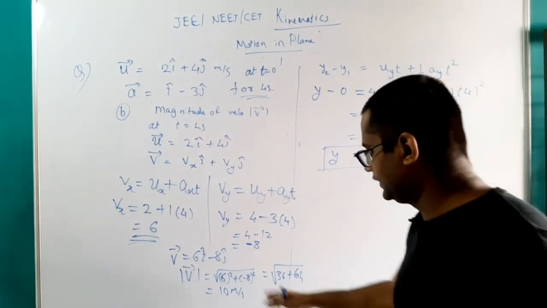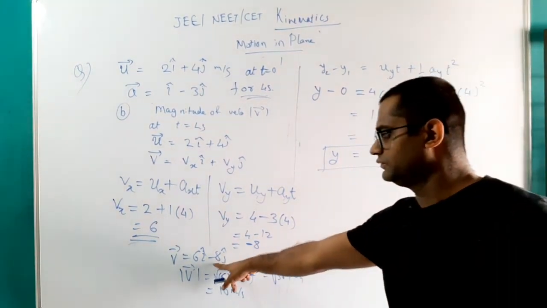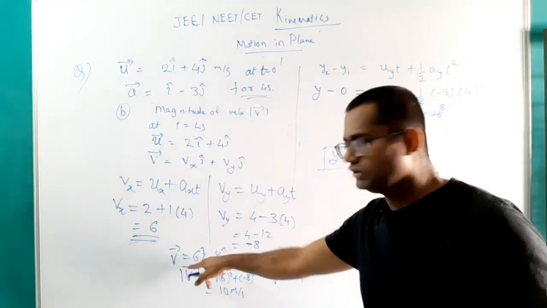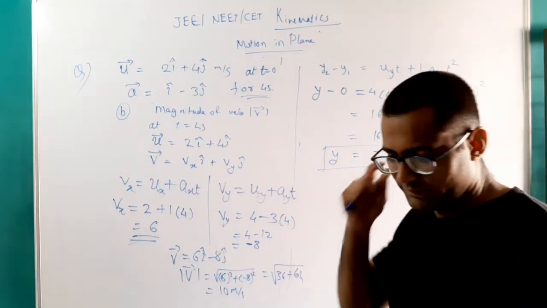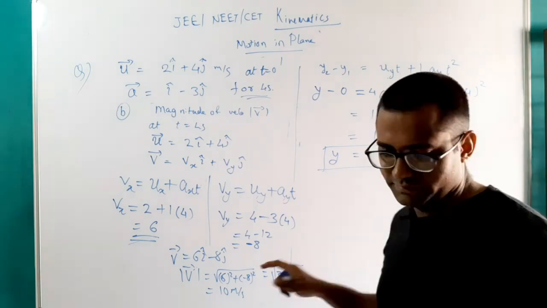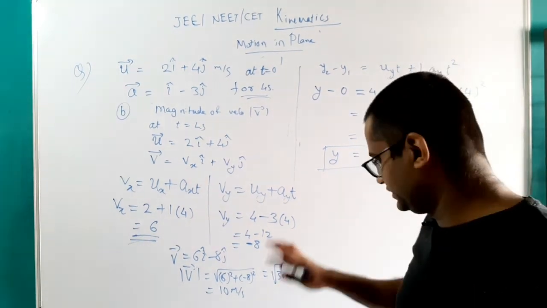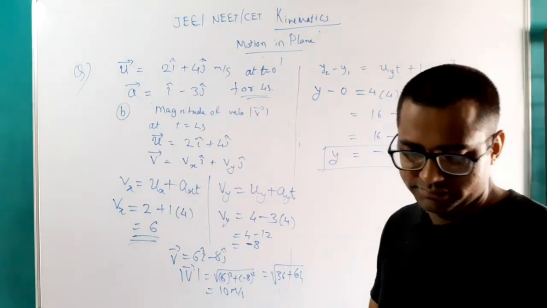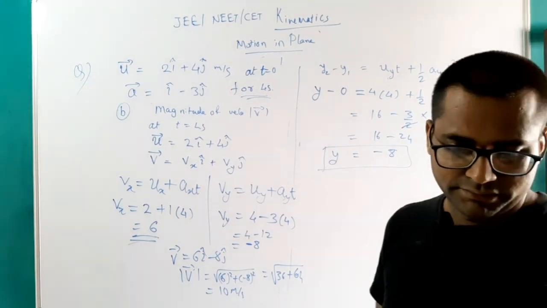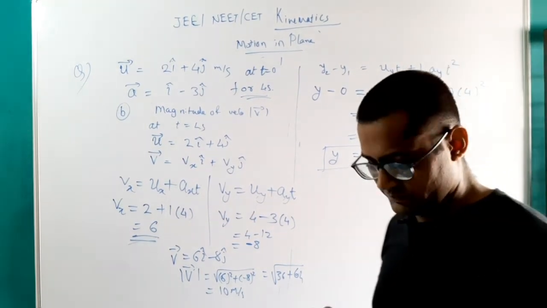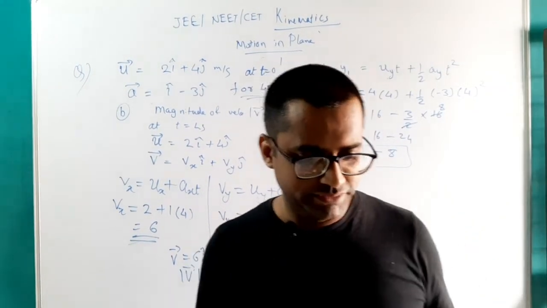And if you want to find the direction, it will be the y component, minus 8, upon 6. That will be theta equal to tan inverse of minus 8 by 6, and it is something around 53 degrees or something. So this is the end of today's lecture.